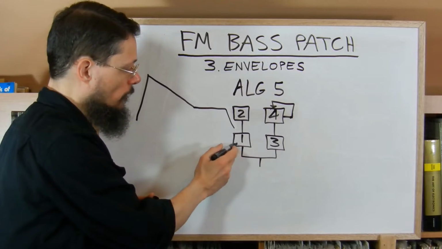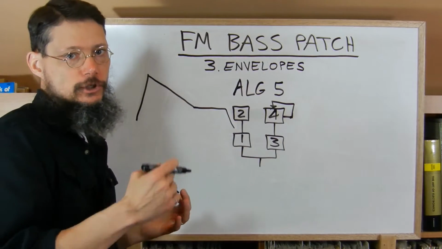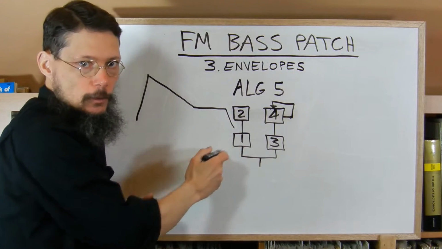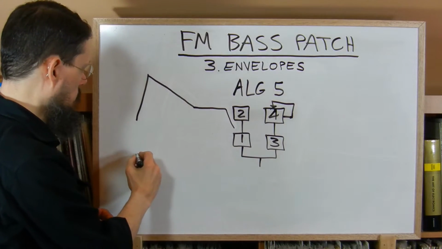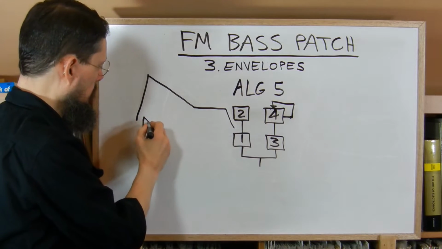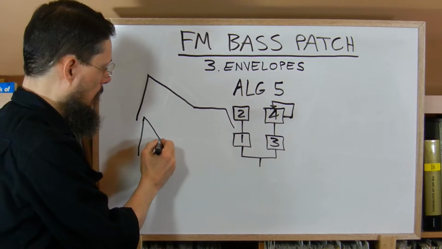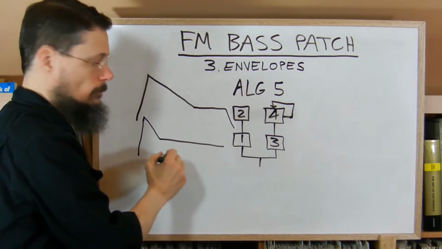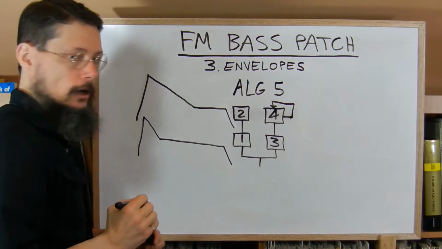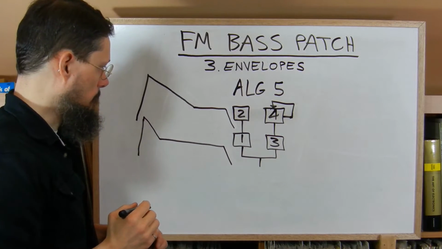Now the envelope for operator 1 should be more punchy, more like the contour of a typical bass sound, because remember, this is the operator that you're actually listening to. So we want an even faster attack, a faster decay, and then a longer sustained portion of the envelope, and then a quick release at the end.